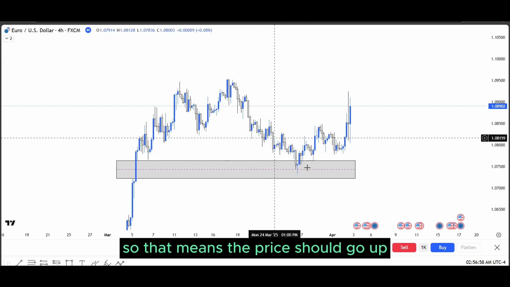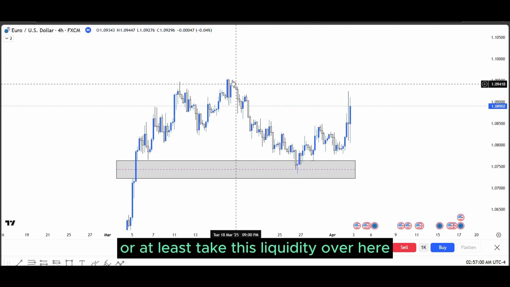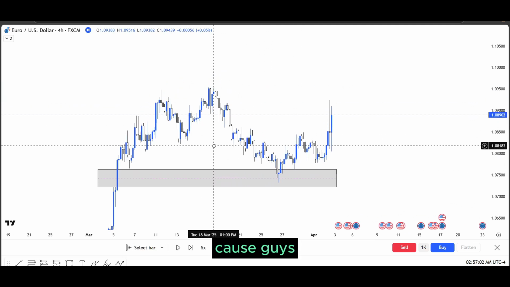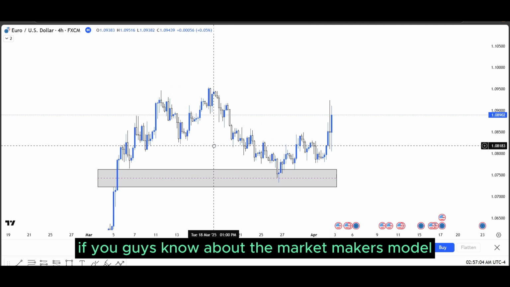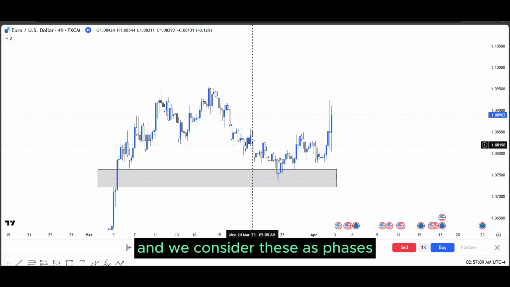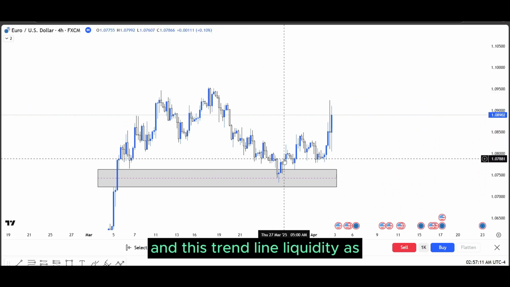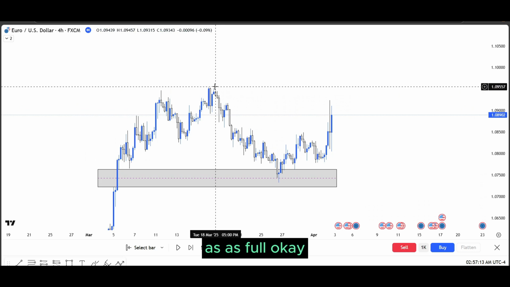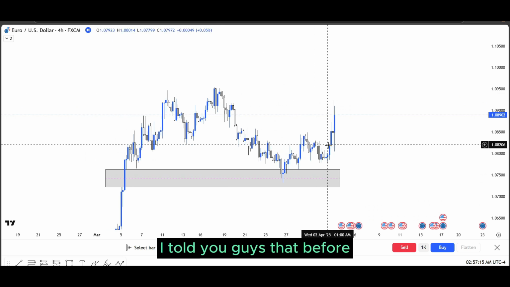and it has been respecting this fair value gap over here as well. So that means the price should go up and take these highs over here, or else at least take this liquidity over here. Because guys, if you know about the market makers model, we consider this as a reversal, and we consider these as phases, and this trend line liquidity acts as fuel. Okay, I told you guys that before.